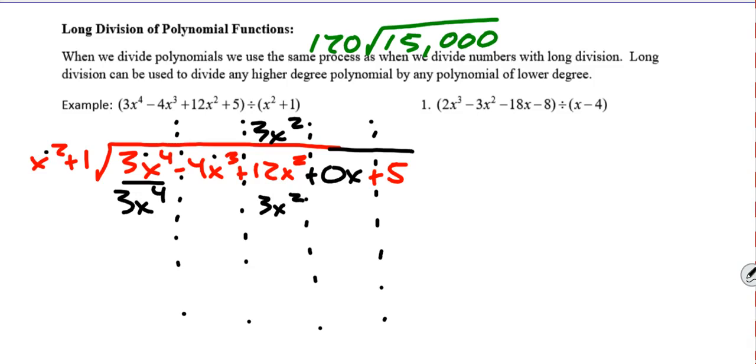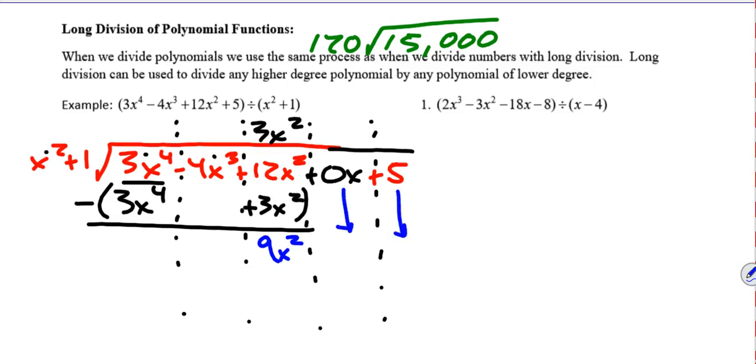Now the tricky part is I'm subtracting this. So if I had a positive here, I'm actually subtracting it from 12x squared. So that's 9x squared here. 0x. You'll need to bring down your 5 as well.